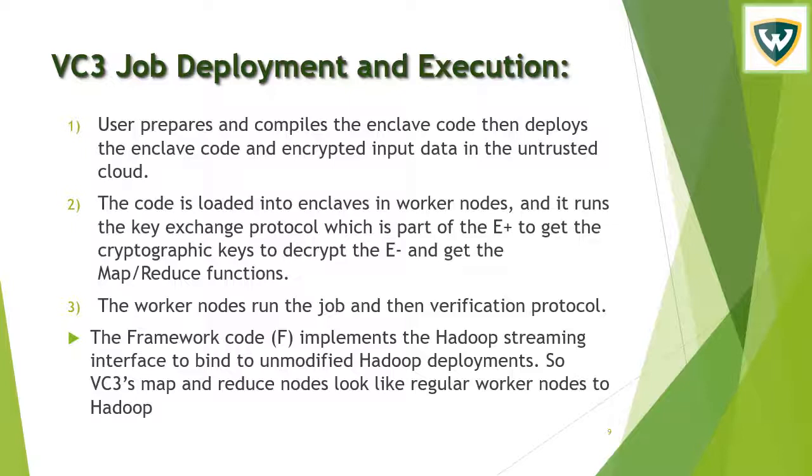So in VC3, we have glue code. The framework code F actually implements the Hadoop streaming interface that binds the unmodified Hadoop deployment. So when we have this framework code F, VC3's map and reduce nodes look like regular worker nodes to Hadoop. So the VC3 SGX application is transparent to the original unmodified Hadoop.